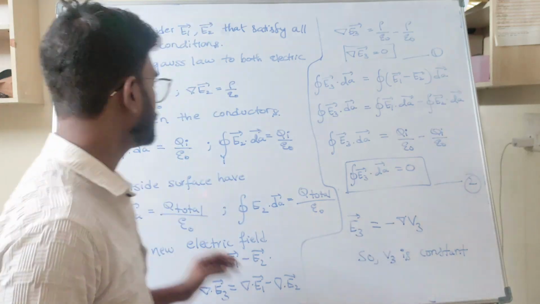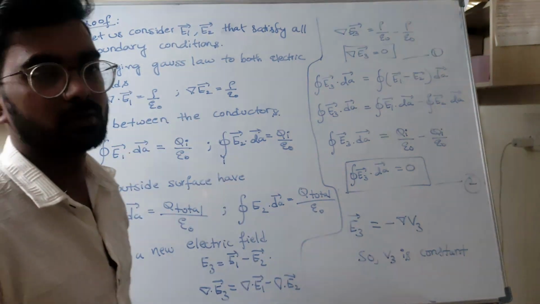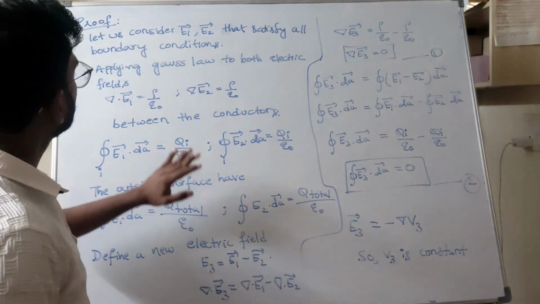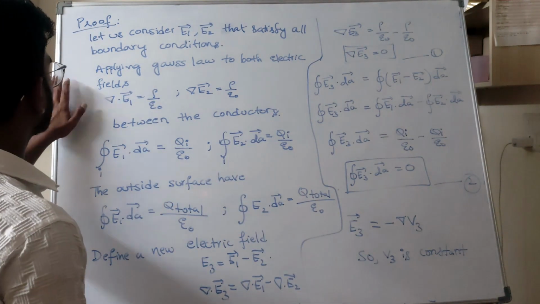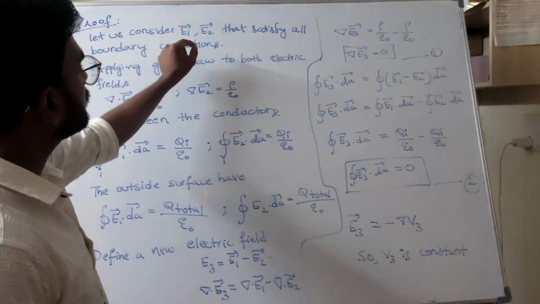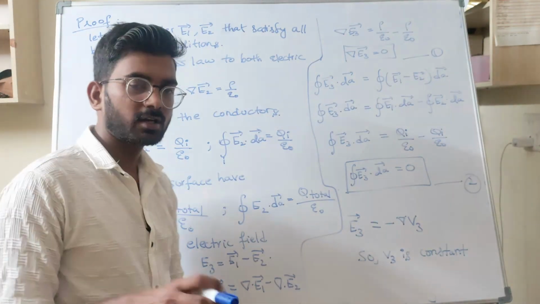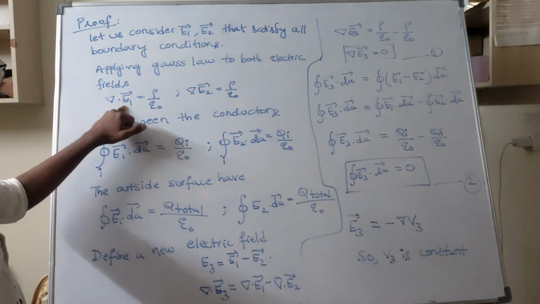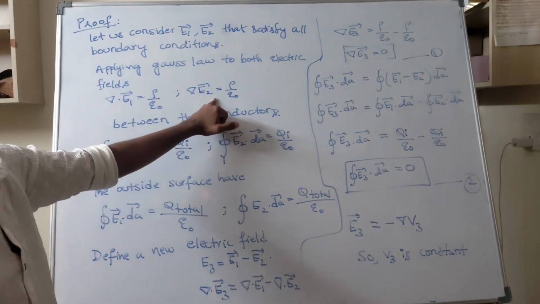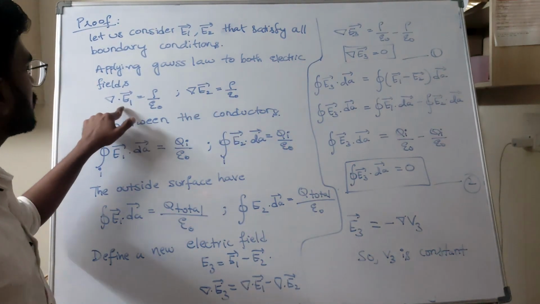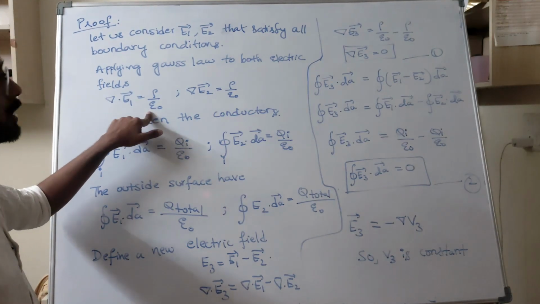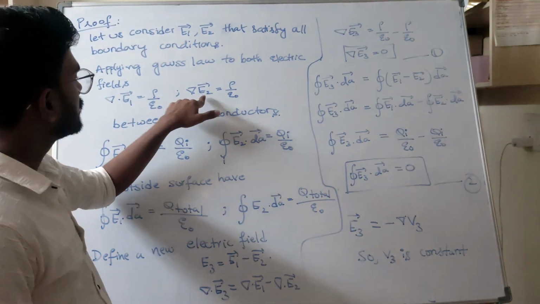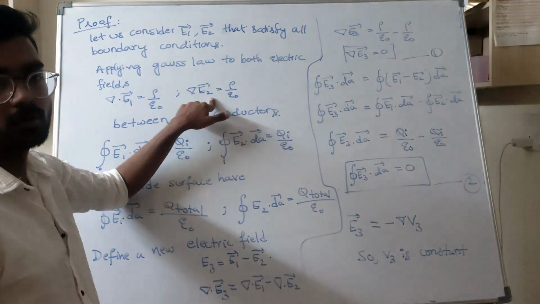Divergence of E is equal to, these are the Maxwell equations in an electrostatic field, so we will use those equations. I am taking E1 and E2 that satisfy all the boundary conditions. Now I will apply Gauss law, once for E1 and once for E2. So del dot E1 bar is equal to rho by epsilon naught, and del dot E2 bar is equal to rho by epsilon naught.